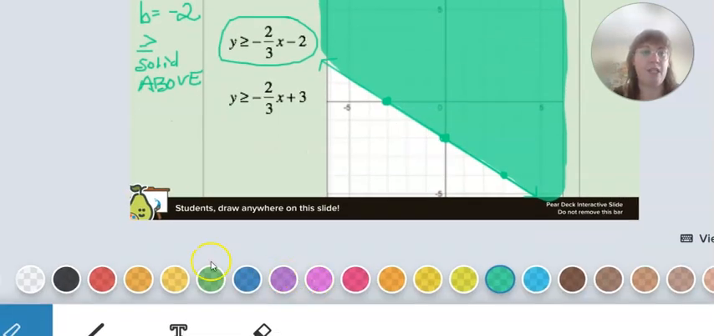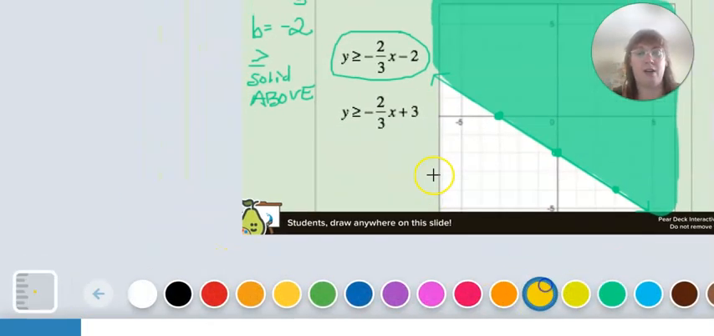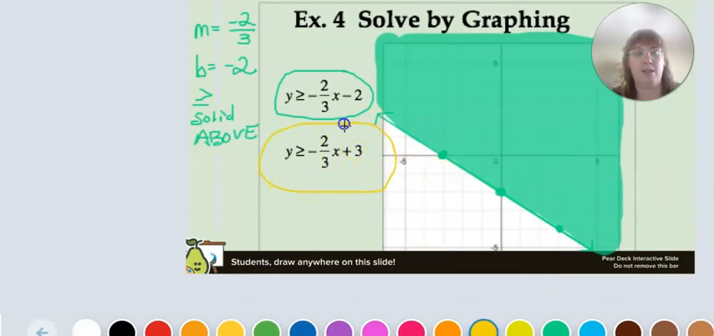Beautiful. And then we're going to take our next one, which is y is greater than or equal to negative 2/3 x plus 3. So notice the slope is the same. Maybe we'll come into the same problem. Let's see. But now our y-intercept is 3. So we're already in the shaded region. That's a good sign. Our slope is negative 2/3, so we're going down 2 over 3. Or we can go up 2, left 3.